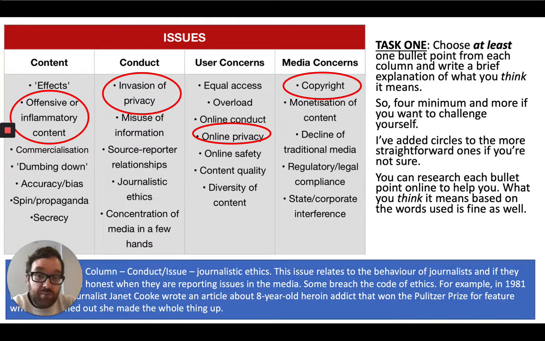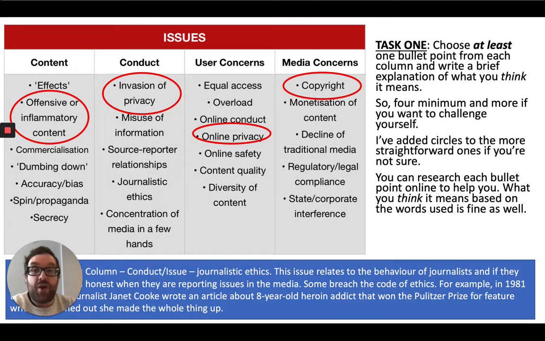Regulatory or legal compliance. So for those that did Nat 5 last year, this is the kind of thing that would be related to Ofcom or the BBFC. So Ofcom are the regulatory board for television, and the BBFC, the British... I've had a total mind blank. The BBFC, the British Board for Film Classifications. So they're the people that put the age ratings on films.